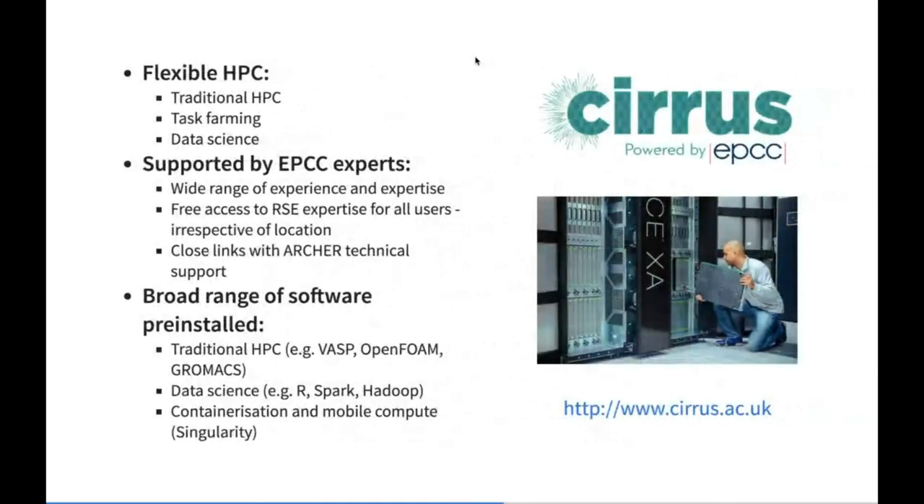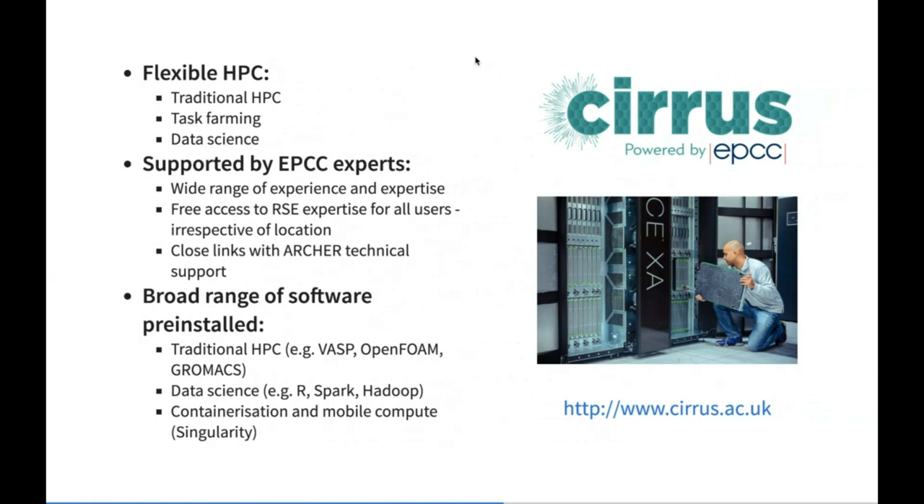So I'll go through them in turn. So Cirrus is designed to complement Archer, in particular for up in Edinburgh. So it's supposed to be more flexible. One of the challenges with using Archer, I don't know if people have experienced this or not, is that the Cray architecture is excellent for that sort of capability, MPI, 1,000 core jobs. That's really what it's designed to do and provides an excellent environment for that.